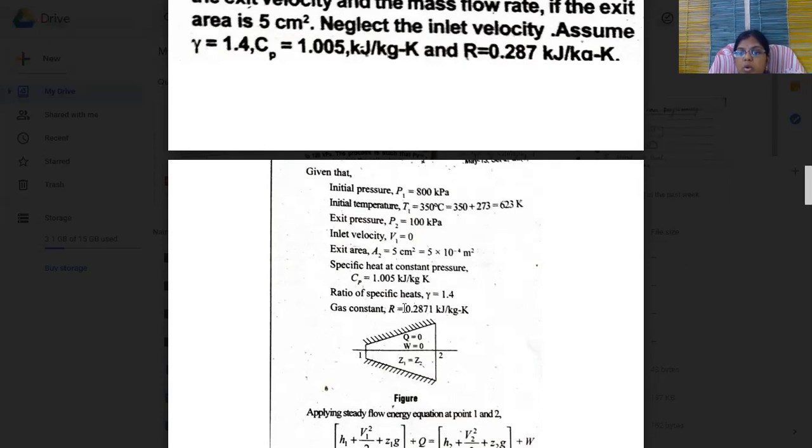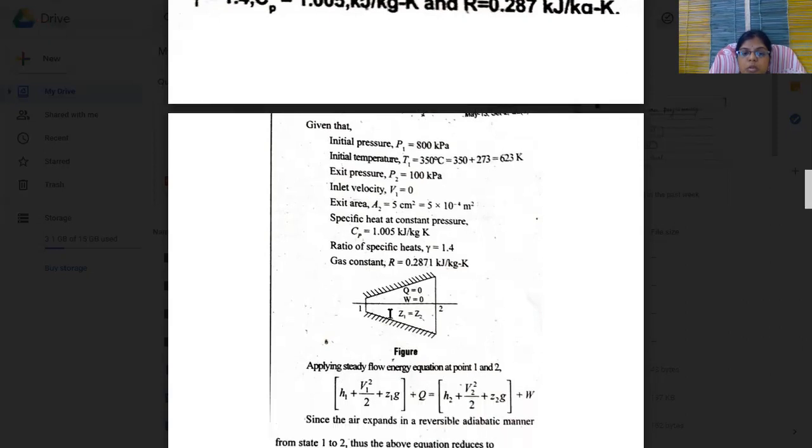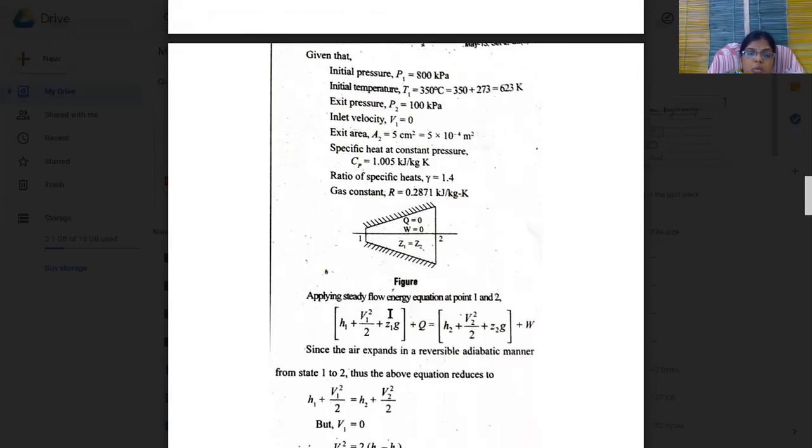The ratio of specific heats, that is nothing but gamma or adiabatic index, gamma is equal to 1.4. Sometimes this value is also not given in the problem. We have to remember the gamma value is 1.4. And the characteristic gas constant or gas constant, both are the same. So R is equal to 0.287 kilojoule per kg Kelvin. So this is our problem. Now we are going to find out the V2 and mass flow rate.